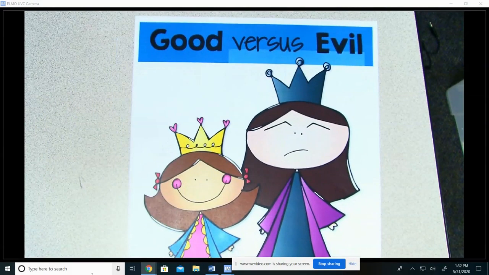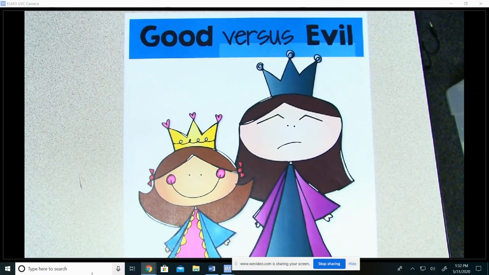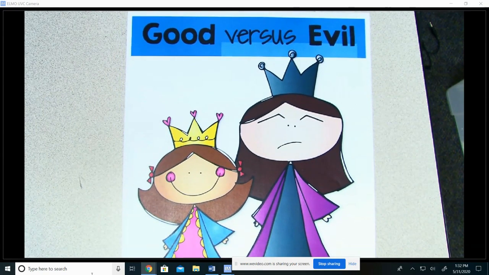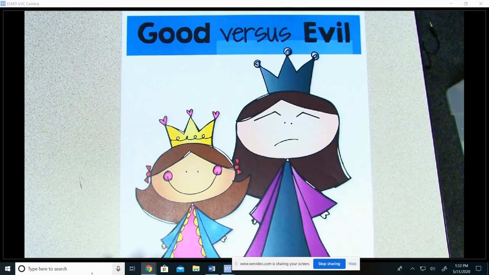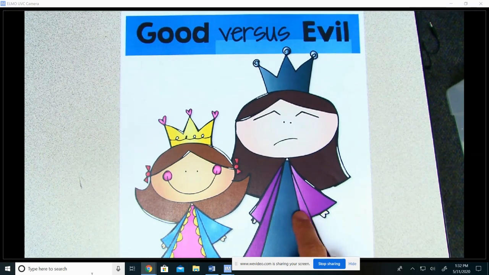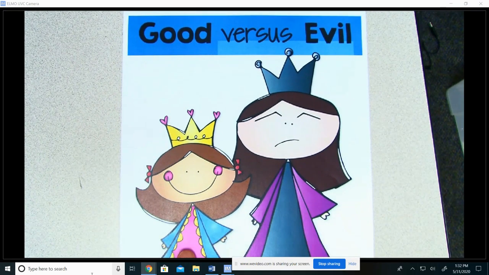The next one is called good versus evil. So in some stories, we might have a good guy with a bad guy. And so at the end of the story, you always need to have the good character be able to overcome the bad, evil character. So here we have this story about this princess with this evil queen. And this evil queen was doing mean things to the little girl. And in the end of the story, how is the girl going to overcome the evil queen?